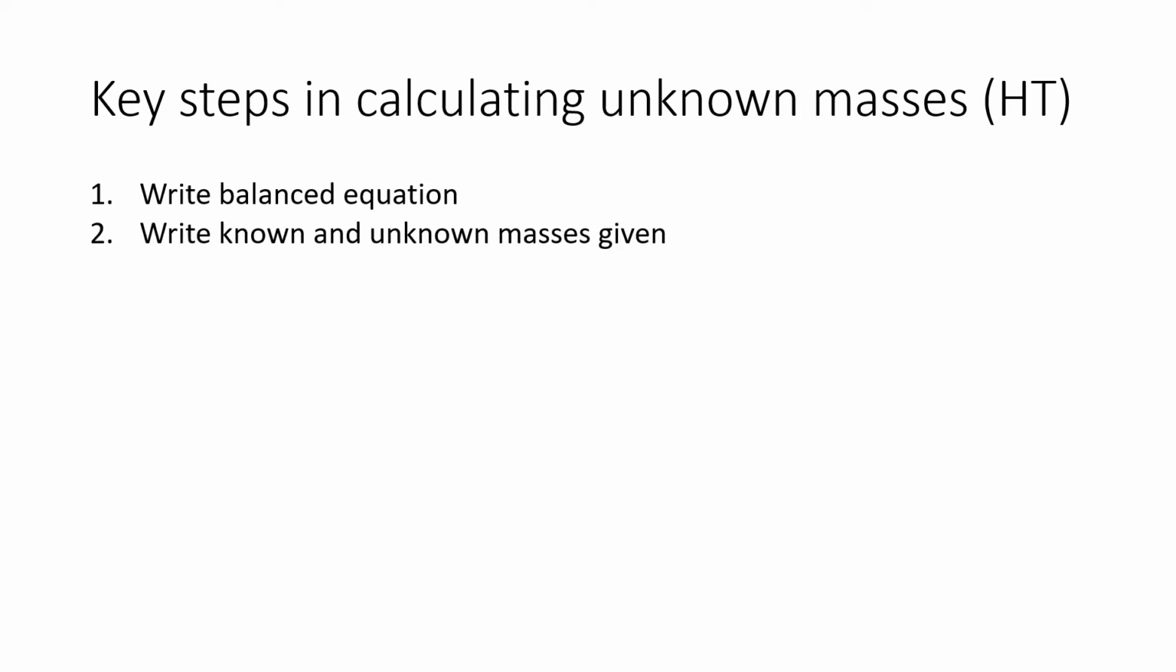Key steps in calculating unknown masses. Firstly, you have to write a balanced equation. Secondly, you need to write any masses that you've been given and any masses that you are asked to find out, so your known and unknown masses. Thirdly, you need to write down the molar mass of known and unknown species. So whatever you've been asked to find out and whatever you've been given the mass of, you need to write down the molar mass, which again is the relative formula mass if it's a molecule, or the relative atomic mass if it's just an element.